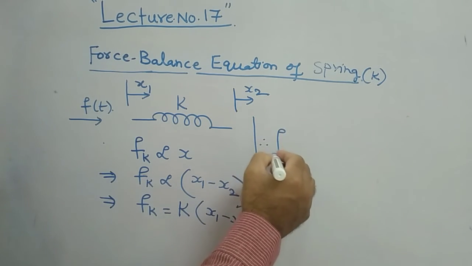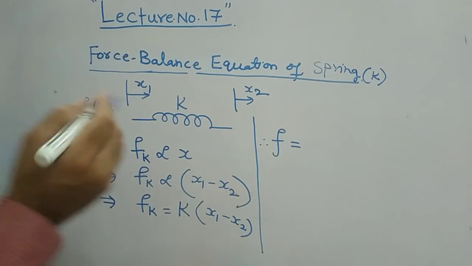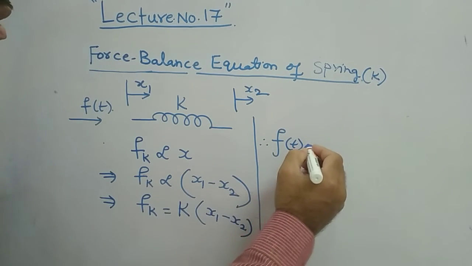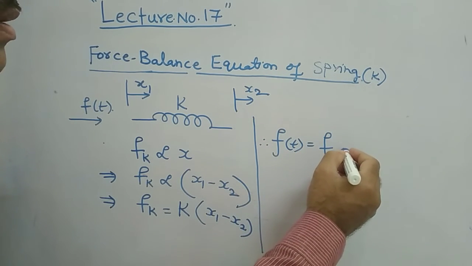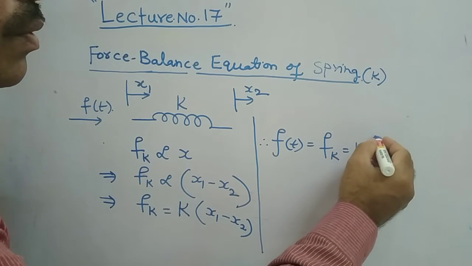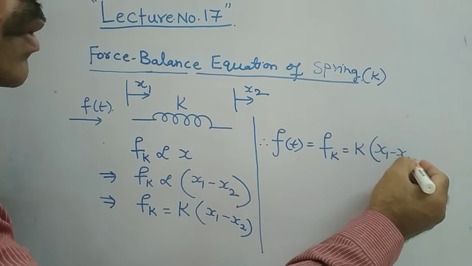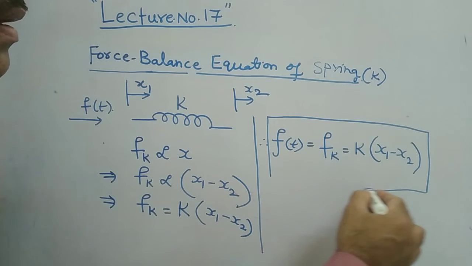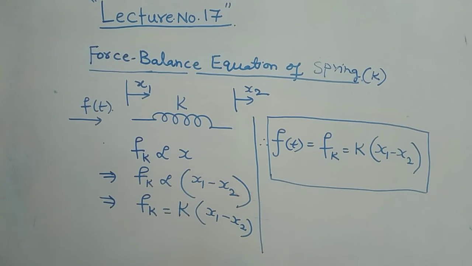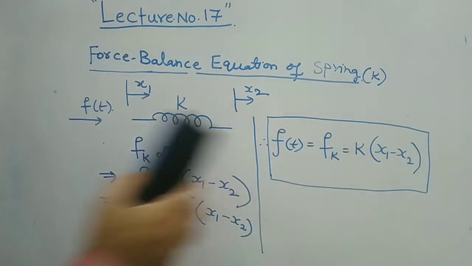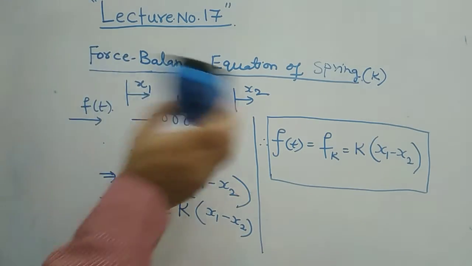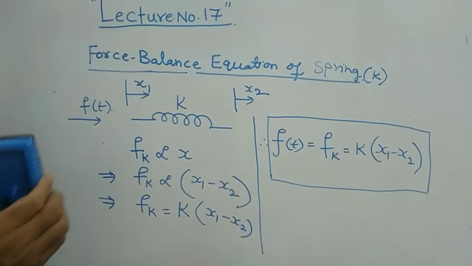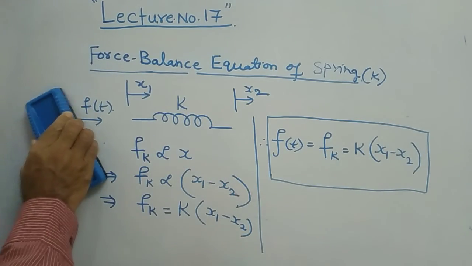Therefore, that is now obviously equal to the applied force only, that is f of t. So f of t is equal to fk, which is k into x1 minus x2. This is the force balance equation whenever the spring has two displacements x1 and x2. If it has only one displacement, simply write k into x. That is the force balance equation for a spring.